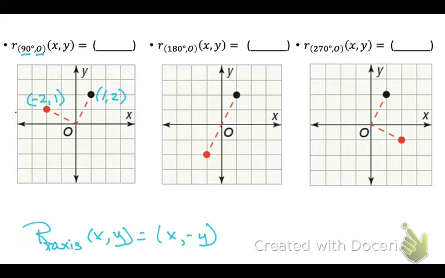The black one went to the right, so it would be positive. It went up. So it went here, but what happened to the X and the Y? Because our reflection rules look like this. So this is kind of what I'm looking for. What happened? You got flipped. Josh, what are those words?